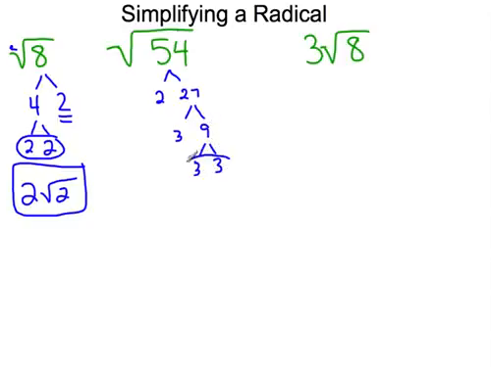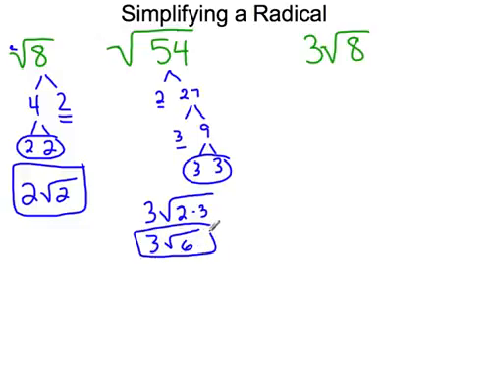Again, we're looking for pairs. There's a pair of 3's, so I can pull that out. And whatever's left over that was a prime factor, those go on the inside and are multiplied together. So that'd be 3 times the square root of 6 is my final answer.